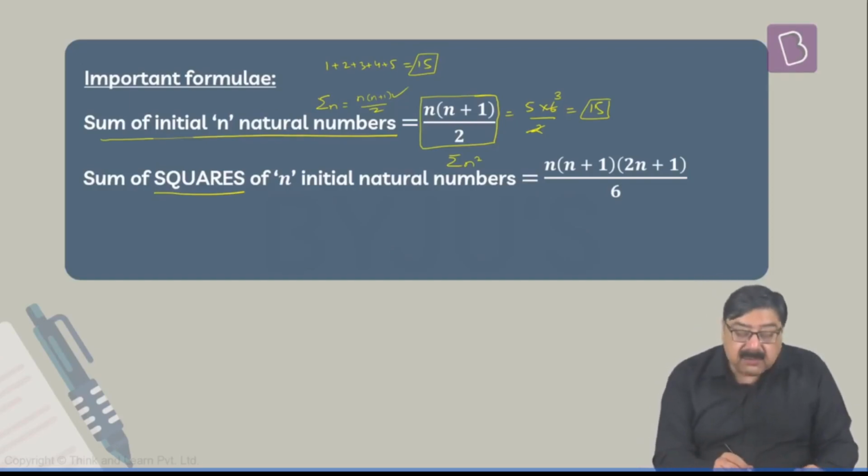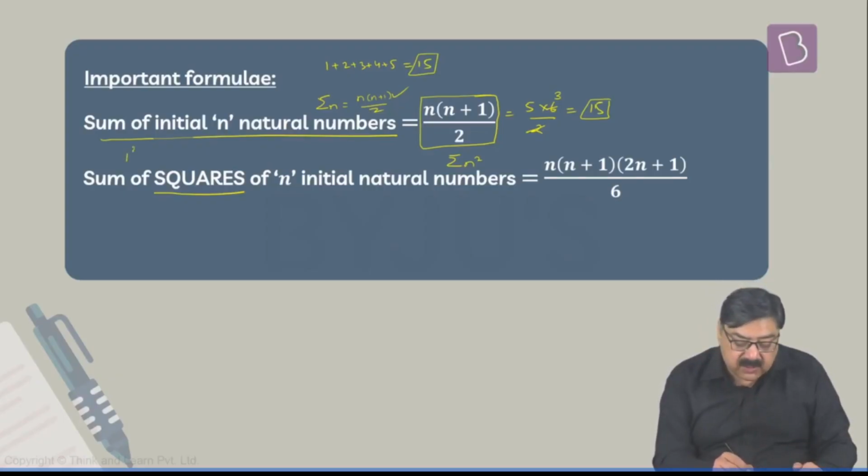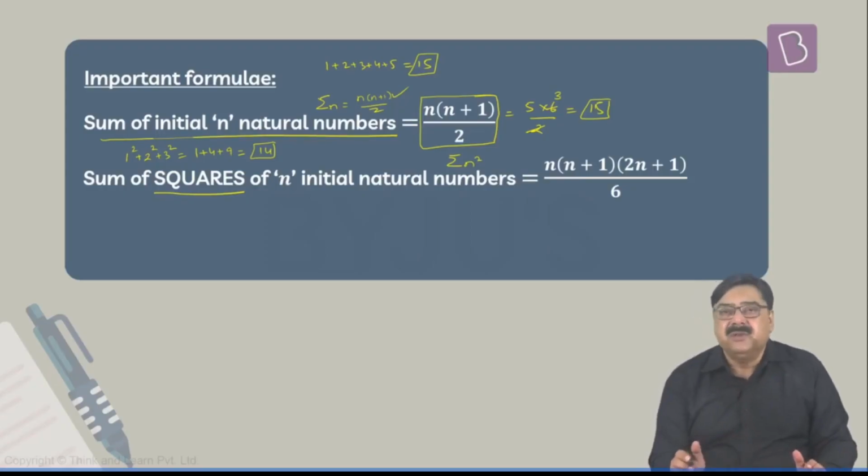See, if you had to find out the sum of squares of initial 3 natural numbers, then it would be 1 square plus 2 square plus 3 square. That is 1 plus 4 plus 9. That is 14. That's quite simple, isn't it so? But if you have to find out the sum of squares of initial 20 or 10 or 15 natural numbers, then you please make sure that you use this formula.